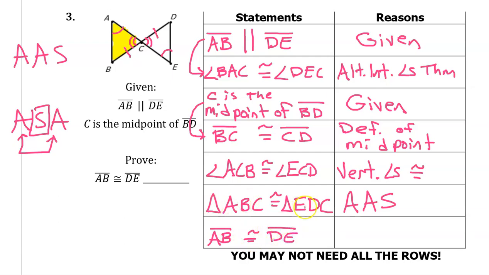When you have already proven that the triangles are congruent and you are asked to show that an additional pair of corresponding parts are congruent, the reason is CPCTC. Corresponding parts of congruent triangles are congruent.